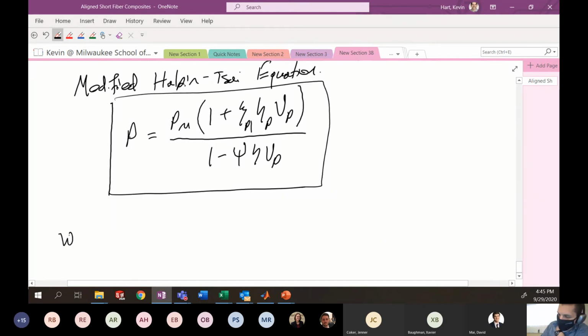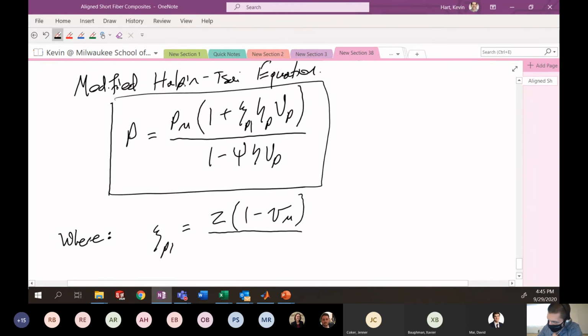So let's define these things. Xi PL is 2 times 1 minus Poisson's ratio of the matrix divided by 1 plus Poisson's ratio of the matrix. This helps you describe the absorption ability of the particulates to absorb energy. That's why it's using the Poisson's ratio here.